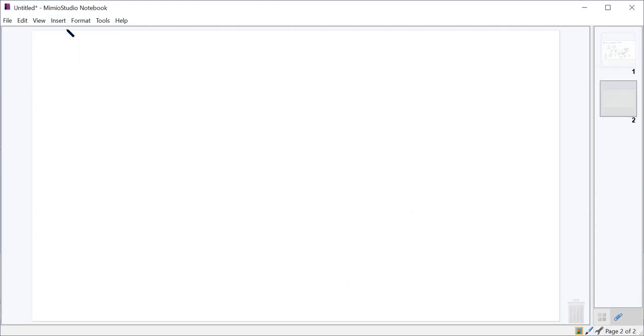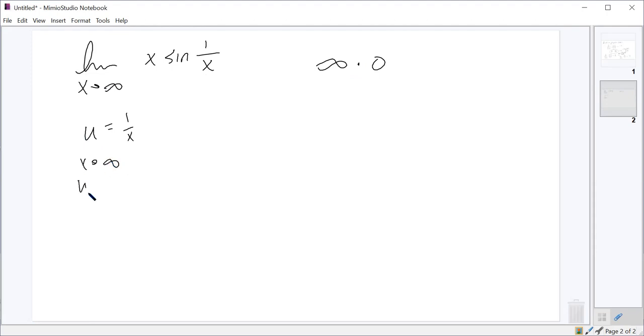Common one for that is something like the limit as x approaches infinity of x sine 1 over x. They like to throw this one on there. And this is another different form of indeterminate, right? This is one of the other forms that we talked about this year. This is infinity times 0, which is indeterminate. And you can do one of two things here. One is you can just do a u sub for u equals 1 over x. And if you do that, as x approaches infinity, u is going to approach 0.